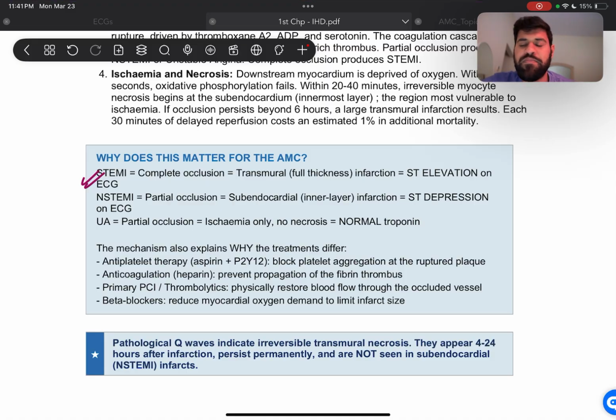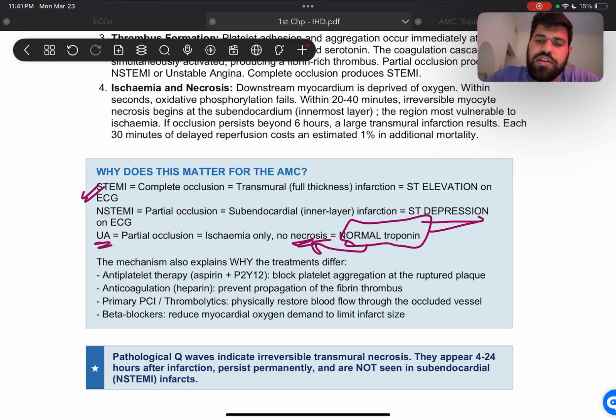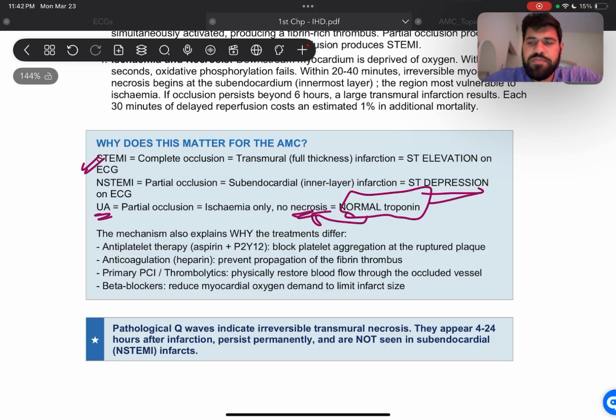Whereas NSTEMI is partial occlusion. It's not transmural, and there's going to be ST depression on the ECG. All right, and UA, which is unstable angina, is also partial occlusion, and there's going to be ischemia only, but no necrosis. And troponin is going to be normal. Why is troponin normal? Because there is no necrosis. Troponin relates to cardiac muscle injury, which releases troponin, and we get those readings. If there is no necrosis, then the troponin is going to be normal. However, unstable angina can get further complicated. We could have troponin rise later on, but that's a different story. Right now we're just focusing on the immediate points. So the mechanism explains why the treatment differs. As I said earlier, if you know the pathophysiology, you will understand why the treatment is going to differ.